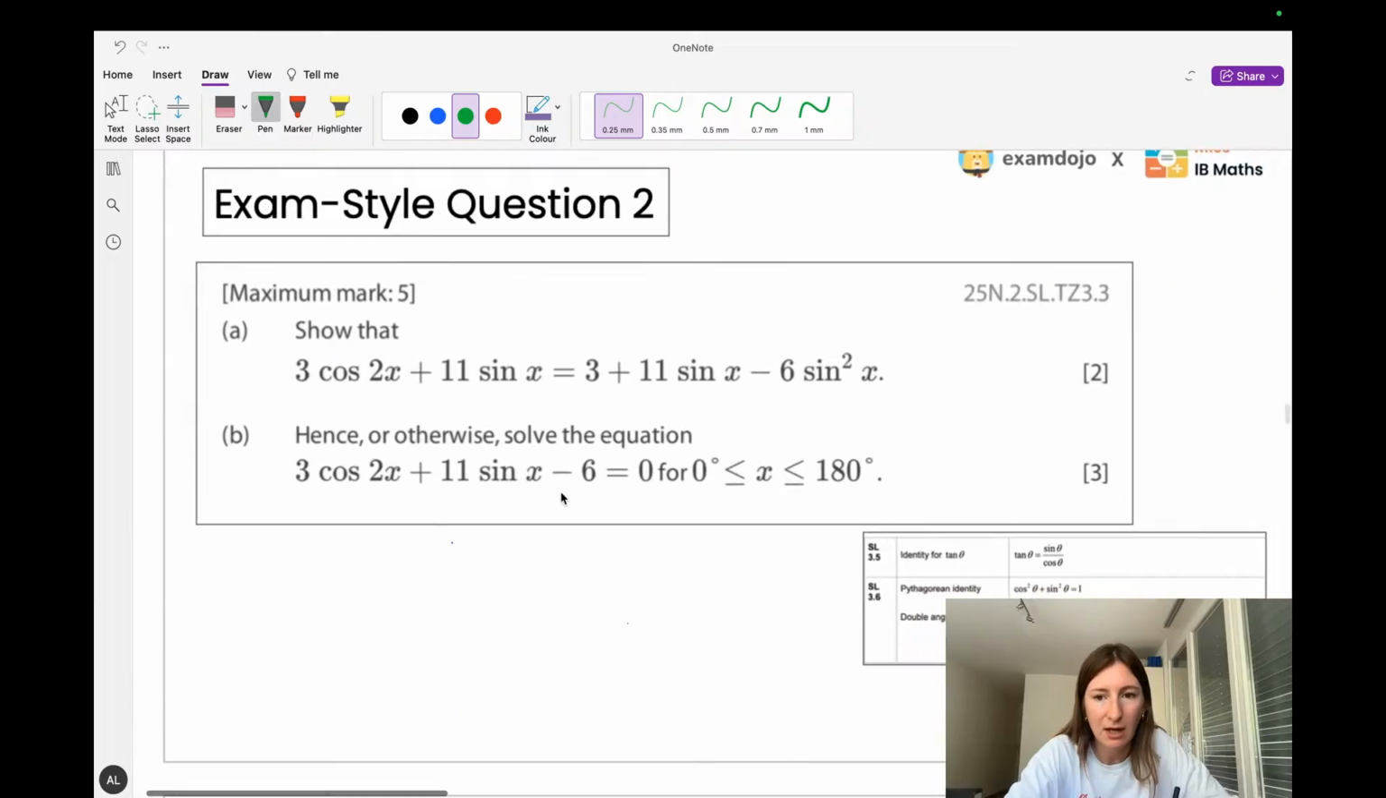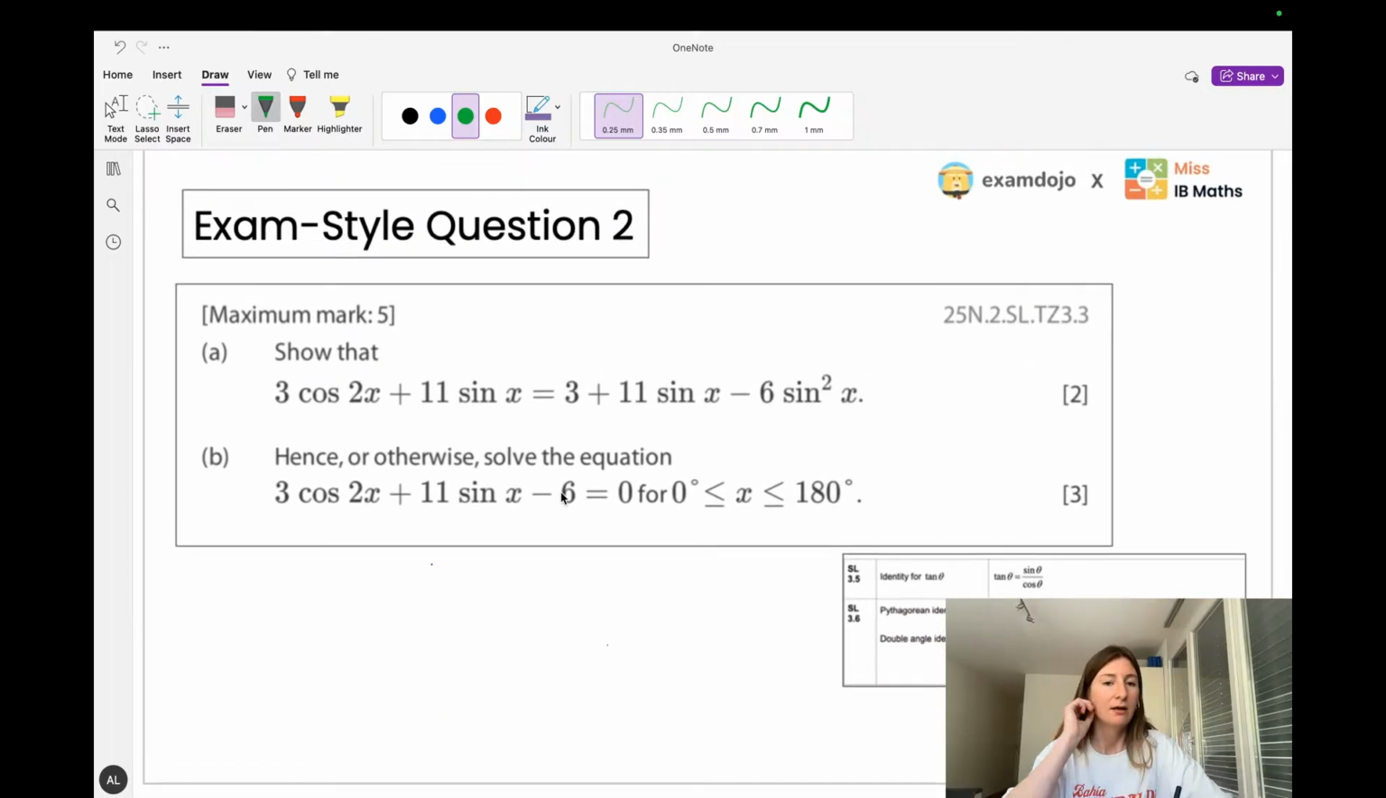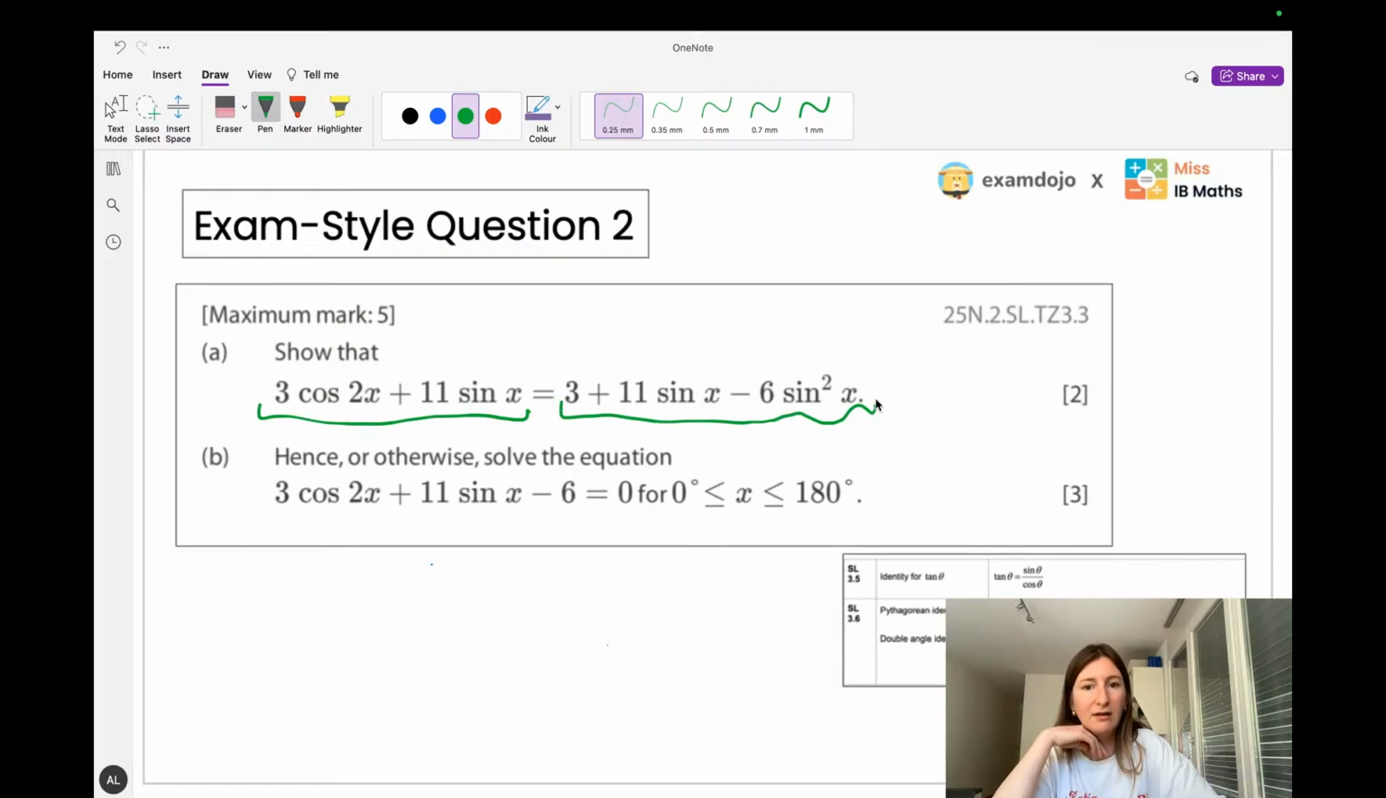Right, running out of time, but we have another type of show that question. Again, these are a very common type of thing. Remember, it's one side. You've got to show it equals the other side. So you cannot use this if you're using this. And you might be tempted to move things across. You can't. You can only pick one side and work on it.